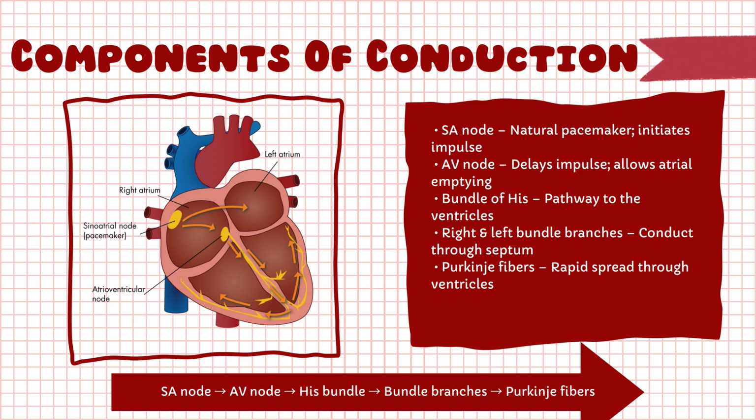Next, the atrioventricular node, or AV node. This is located at the junction between the atria and the ventricles. It temporarily delays the electrical signal to allow the atria time to fully contract before the ventricles are activated.